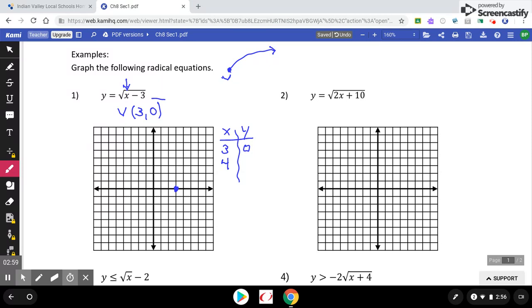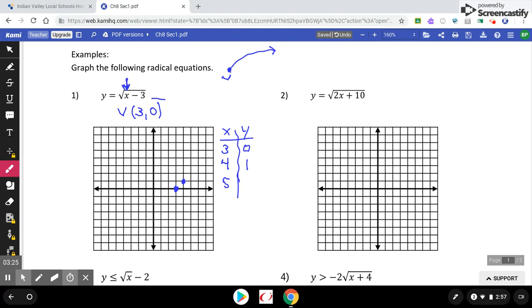So let's pretend that we plug a 4 in right there for x. 4 minus 3 is 1. Square root of 1 is 1. So I get a second point I can graph. Now, what I'd like to see you guys do is come up with at least 3 sets of coordinates that come out even. In other words, no decimal. So let me go ahead and illustrate what will happen here. If I just go ahead and move up to 5 like we normally would.